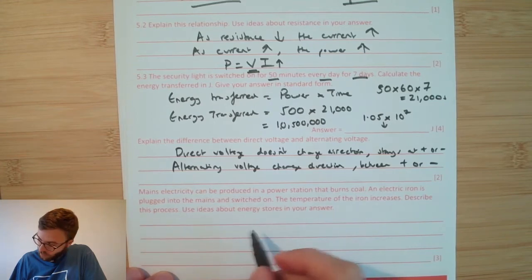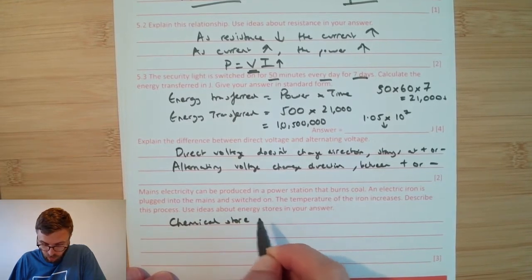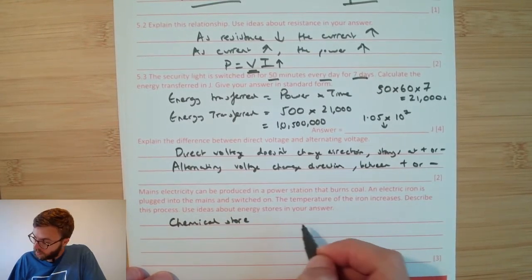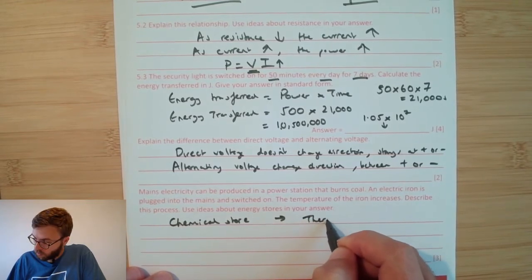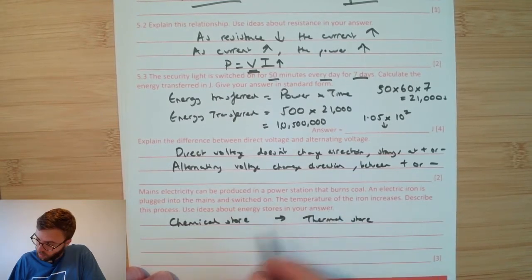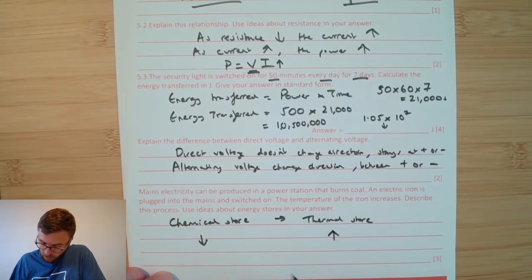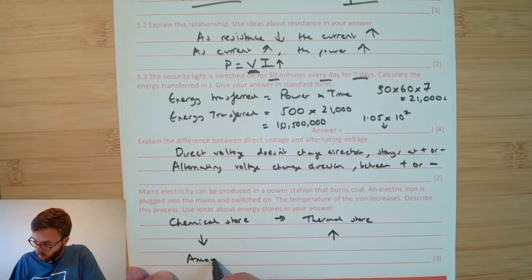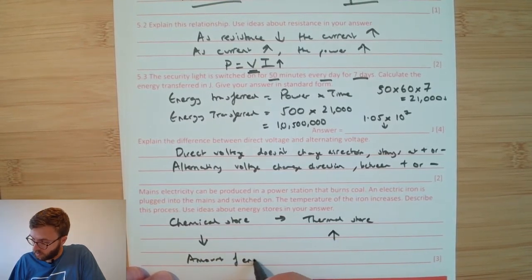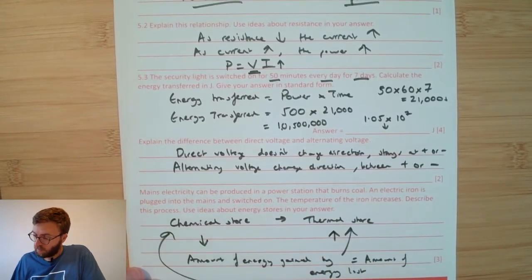So the first thing that we'd have is a chemical store in the coal, which would be emptied, and that would eventually be transferred to the thermal store, which is the temperature of the iron increases. So the chemical store will reduce and the thermal store will increase. And the amount of energy in the process will remain constant. So the amount of energy gained by the thermal store will equal the amount of energy lost by the chemical store.